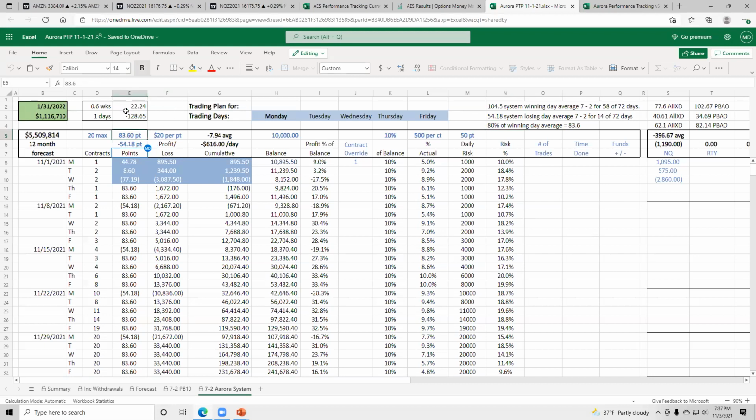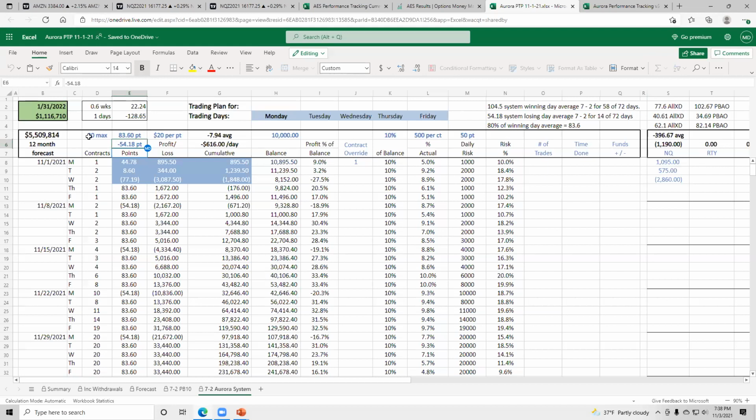Now, we're not going to see our run rates compared to this yet, because, as I said, we just relaunched and reset our PTP this week on Monday. We have not actually hit our 80% average for the week. Today, the 7 to 2 was not a good performance. But I know that for the last 72 days, this is our winning day average, and this is our losing day average.